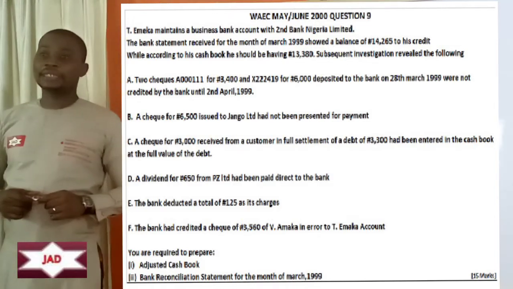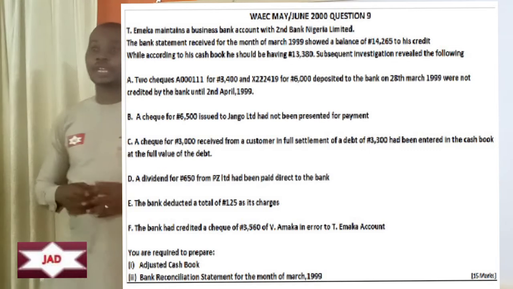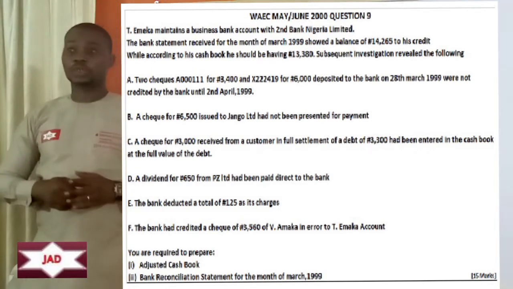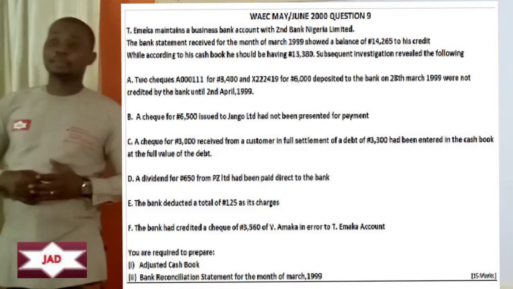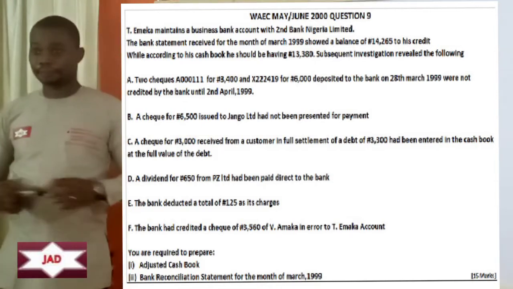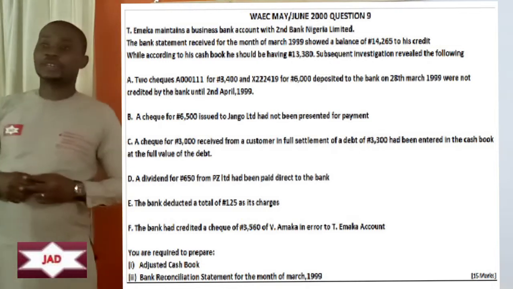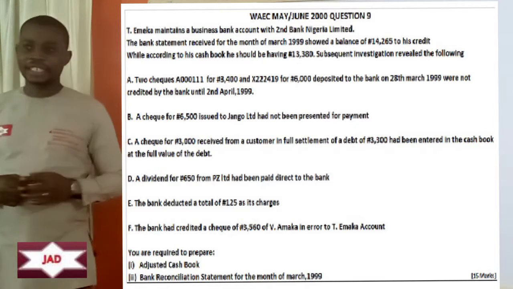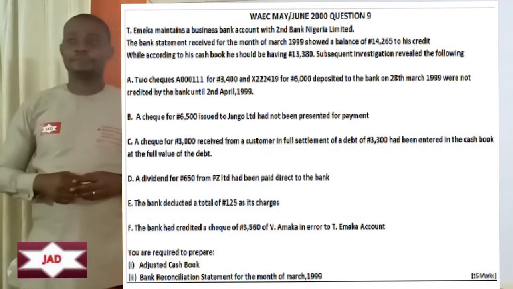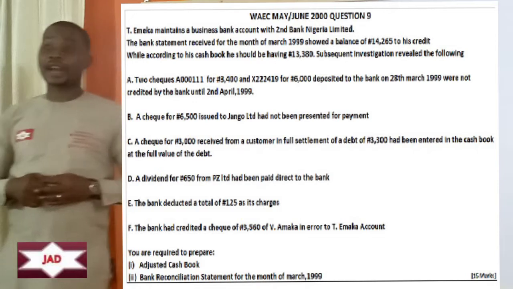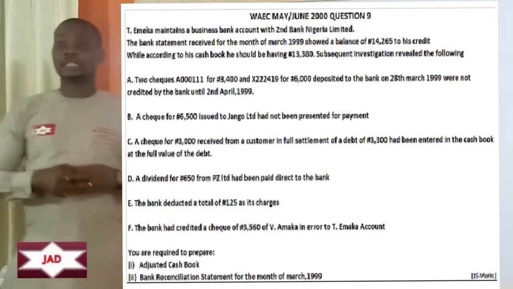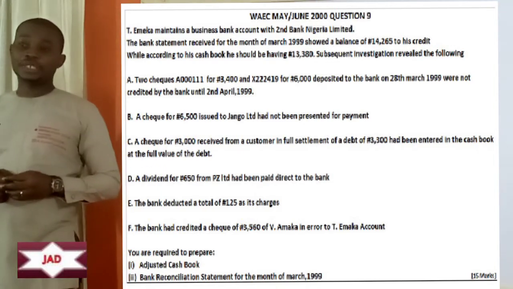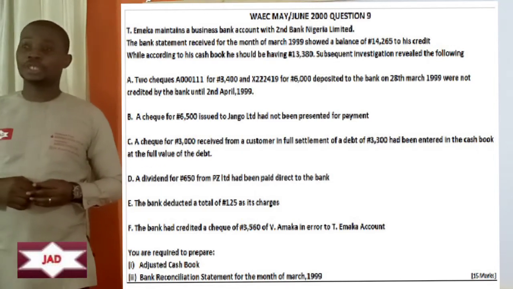A. Two checks, A00111 for 3,400 and X222419 for 6,000 naira deposited to the bank on 28 March 1999 were not credited by the bank until 2nd April 1999. B. A check for 6,500 naira issued to Django Limited had not been presented for payment. C. A check for 3,000 received from a customer in full settlement of a debt of 3,300 naira had been entered in the cash book at the full value of the debt. D. A dividend for 6,500 naira from PZ Limited had been paid directly to the bank.